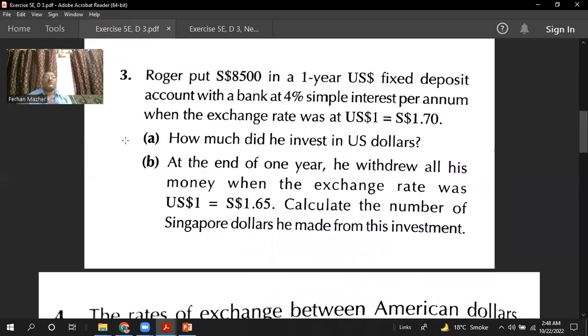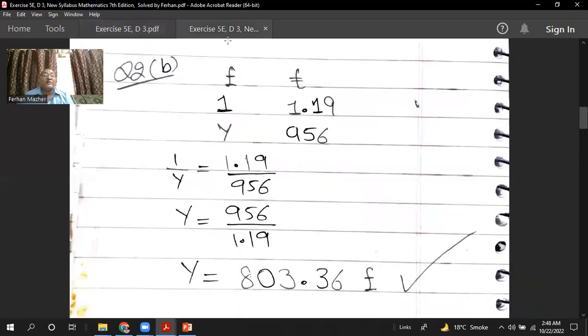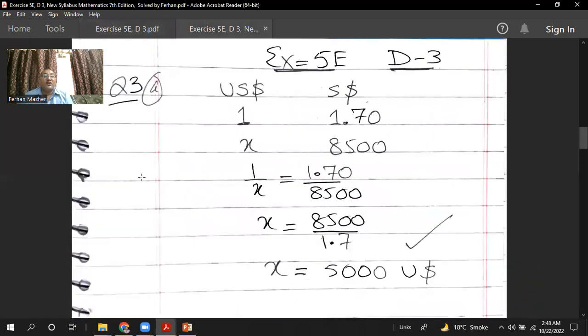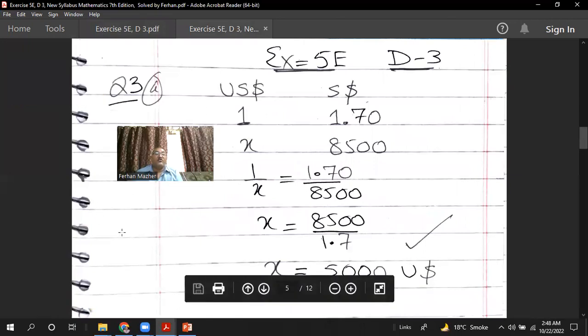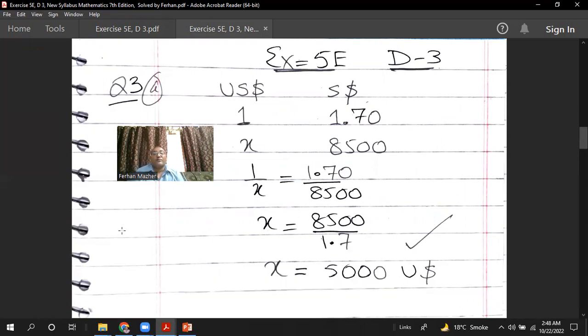So we have the exchange rate between the Singapore dollar and the US dollar, and they have invested 8,500 Singapore dollars. But I have to find out how many US dollars have been invested. So I will convert that Singapore dollars into US dollars. So this is question number 3, and it's A part. So US dollar, Singapore dollar. So 1 US dollar is equal to 1.70 Singapore dollars.